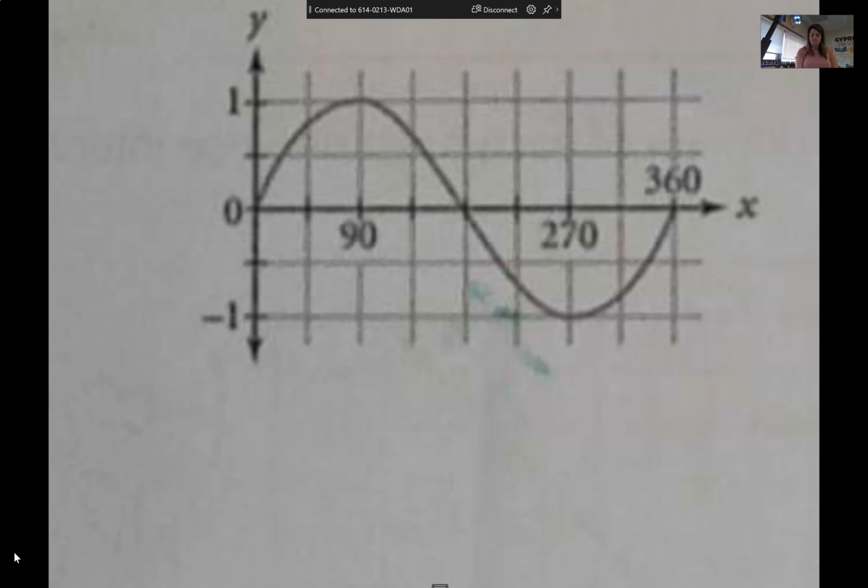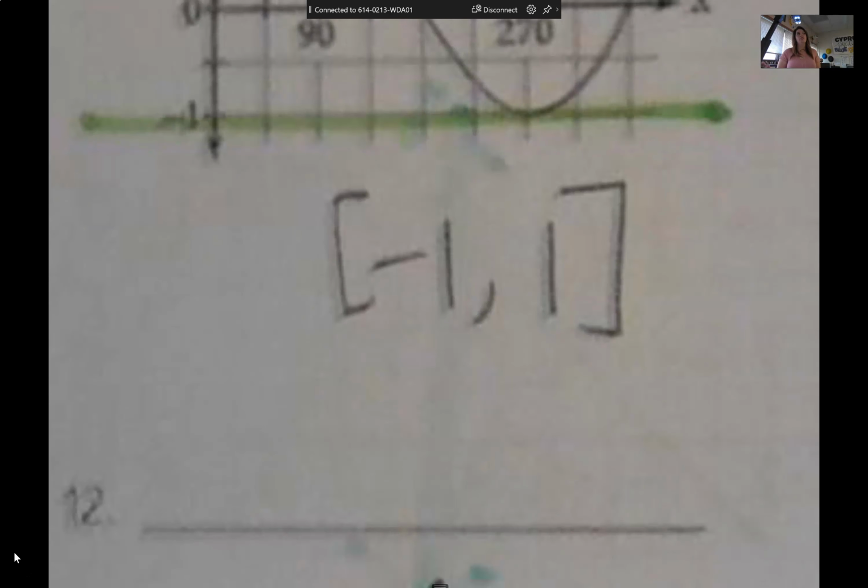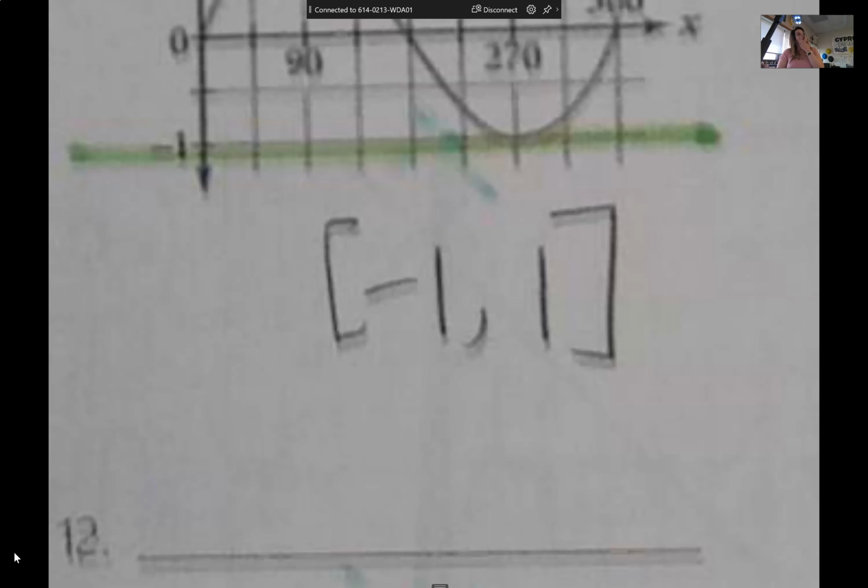Roughly 10. About 5. 3, 2. Okay, let's see. This is -1 to 1 included. Okay, last one.